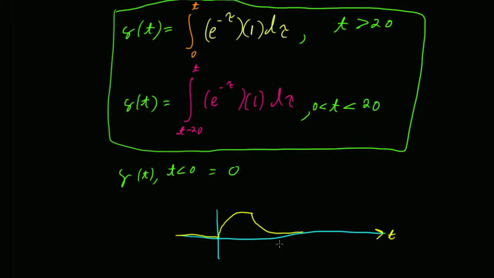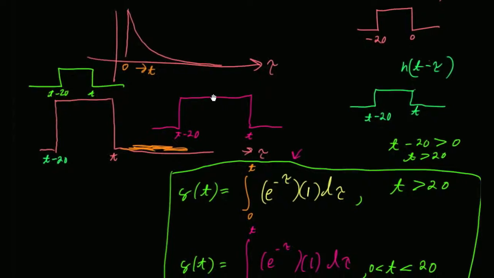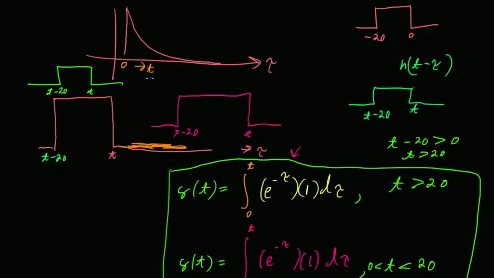But the essential idea is that once you take your h of t and flip it and slide it, then you have to mash the two pictures up and think about how the two functions overlap as a function of t. Sometimes there's no overlap. Sometimes there's different overlap depending on what the shapes of the two functions are. So you have to be mindful of that.